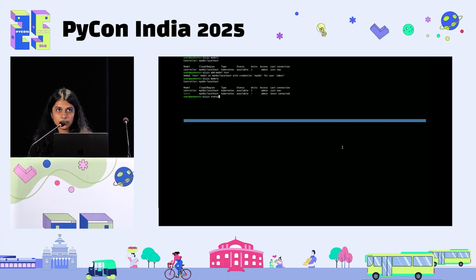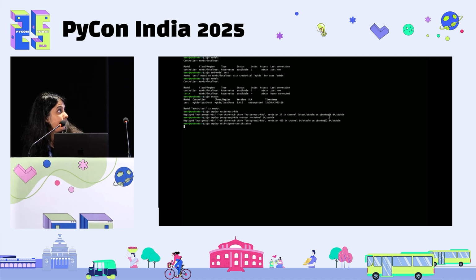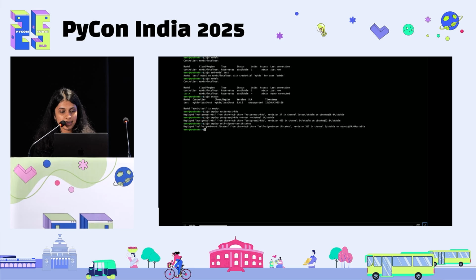So over here, I'm trying to deploy Mattermost, which is a chat application. And after deploying Mattermost, I'm trying to integrate it with a PostgreSQL database by deploying the PostgreSQL charm. I'm also deploying self-signed certificates, which is another charm that will help you handle all the TLS-related events. In the end, I integrate all of these applications together, and then you have a production-grade setup ready and running.